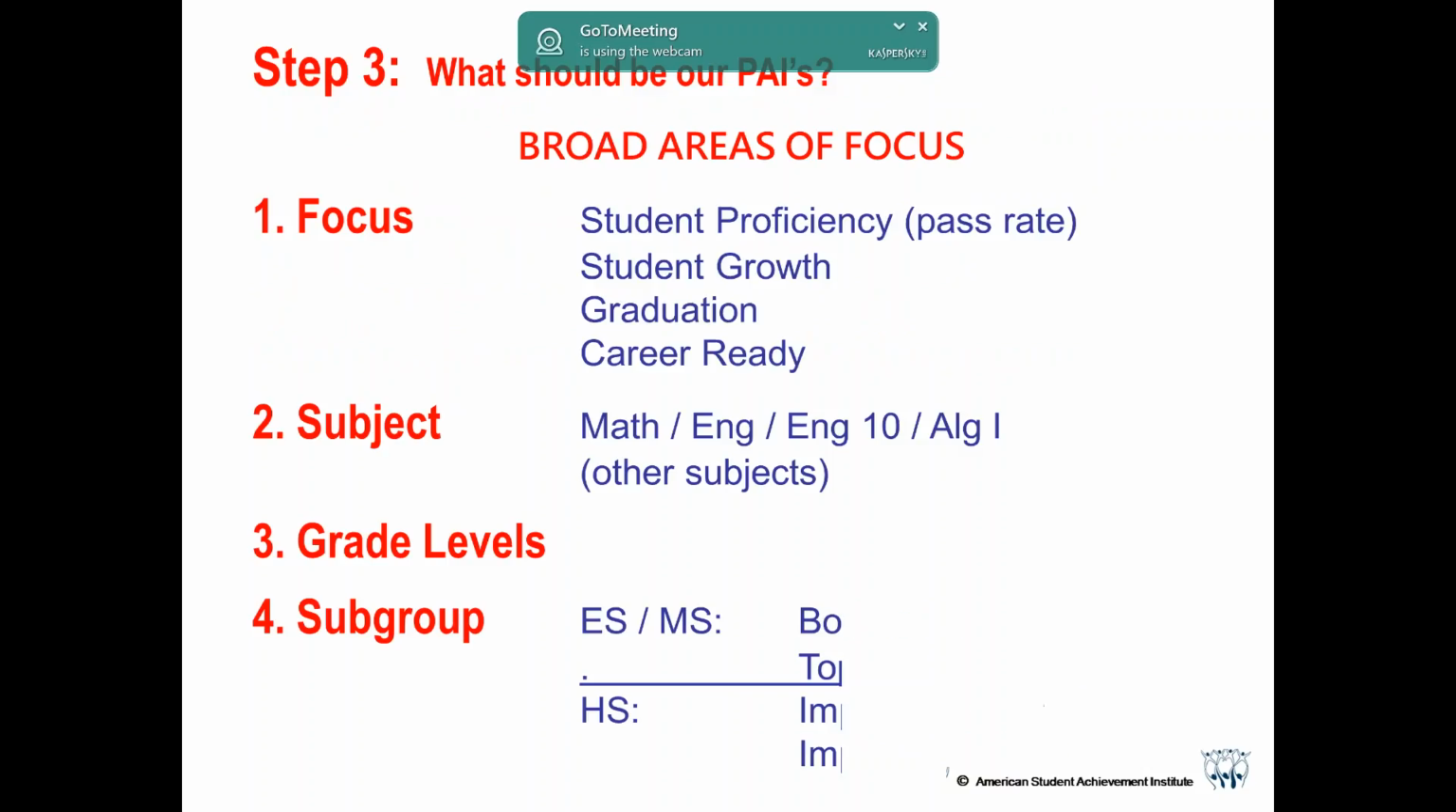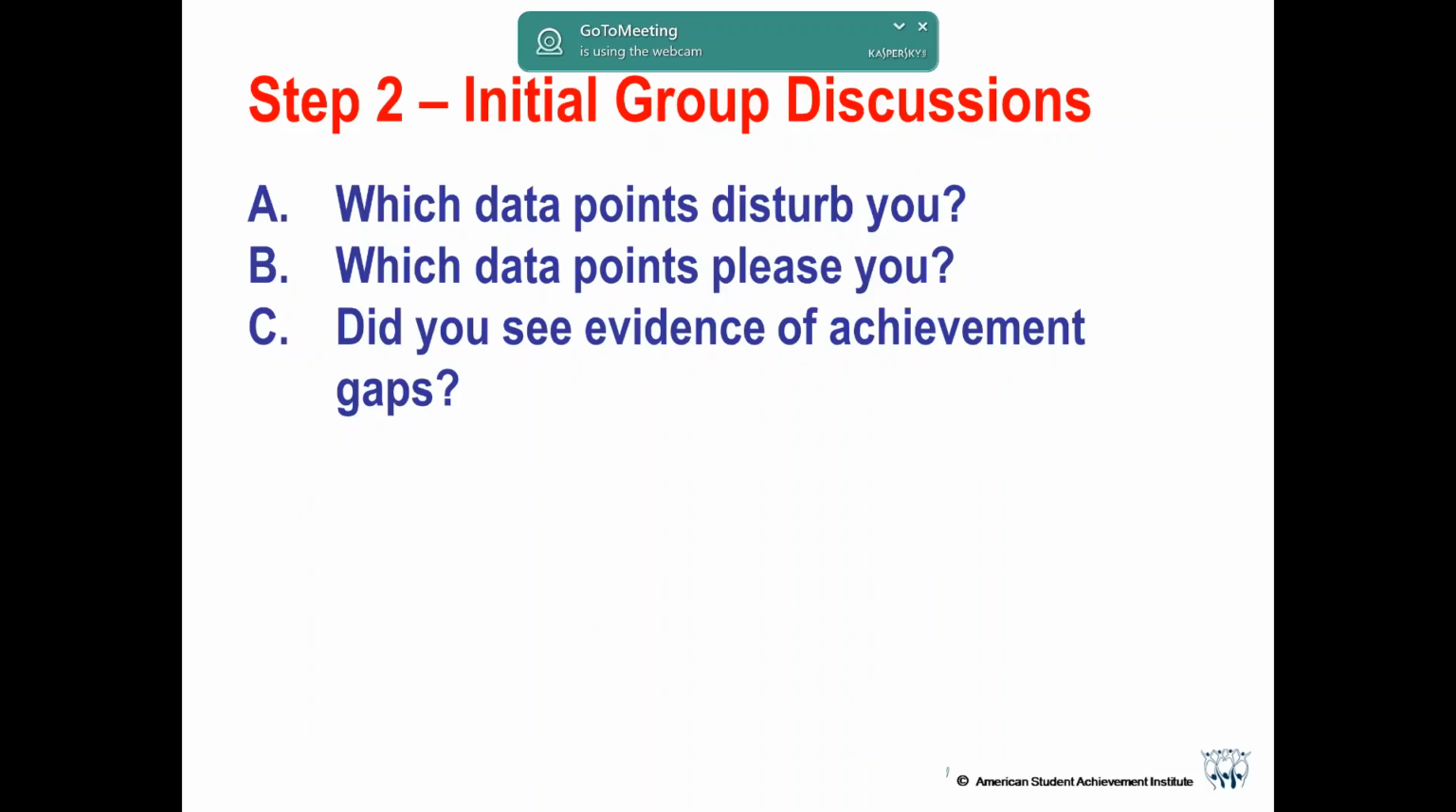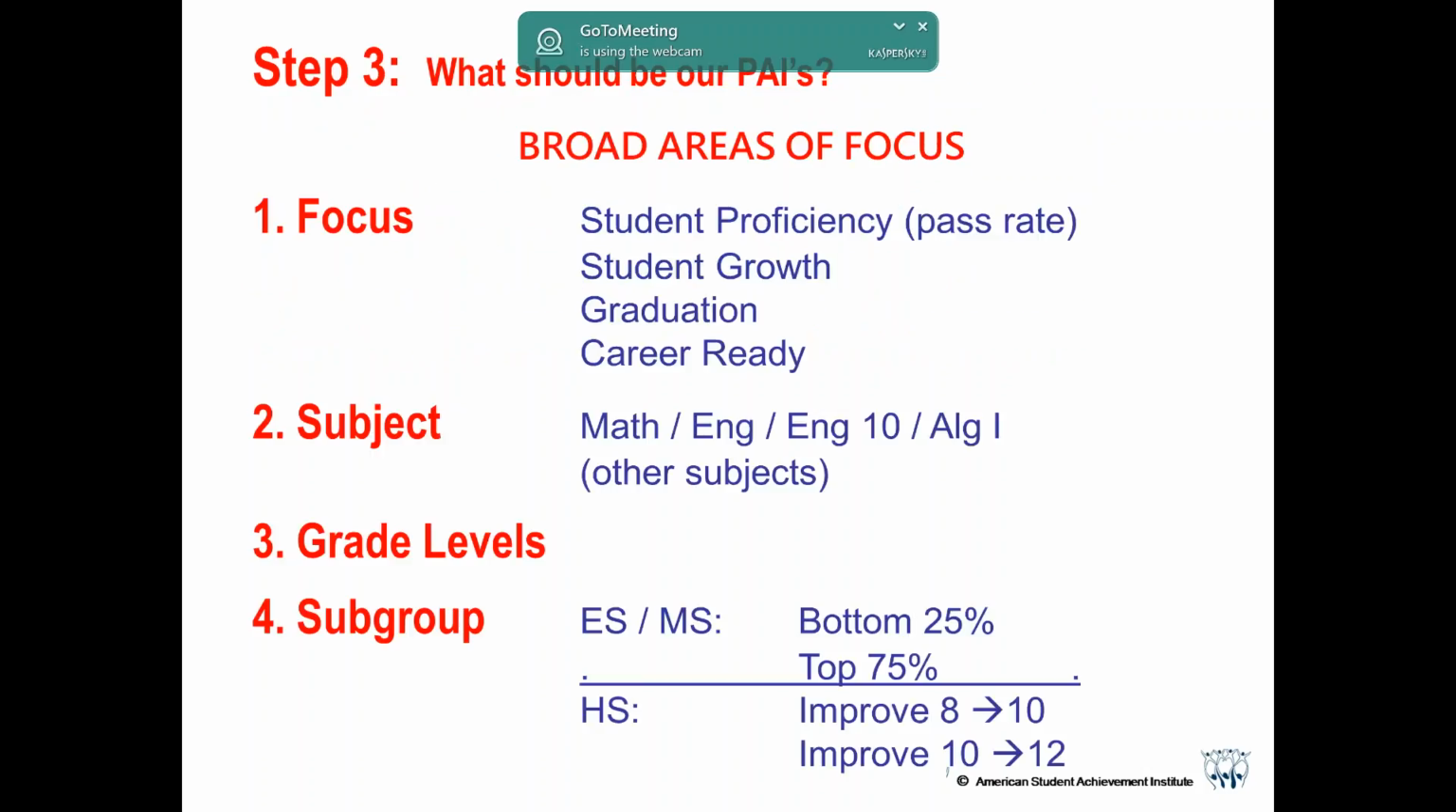So the second step, I'm going to go back. The second step is initial group discussions. We're just talking about it. And now the third step is we're getting concrete. What should be our PAIs? Let's design our first PAI. What's the focus group? Proficiency. What's the subject area? Math. What's the grade level? 9th grade or 5th grade. And then what subgroups? Bottom 25%. So we're defining those PAIs.